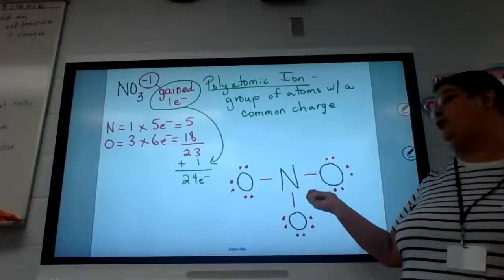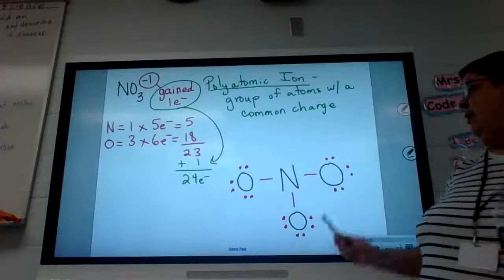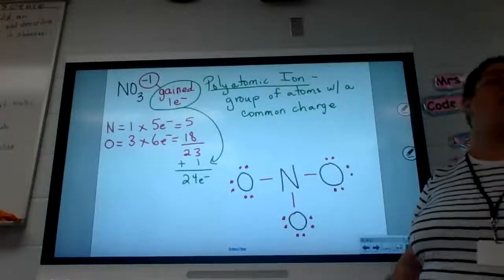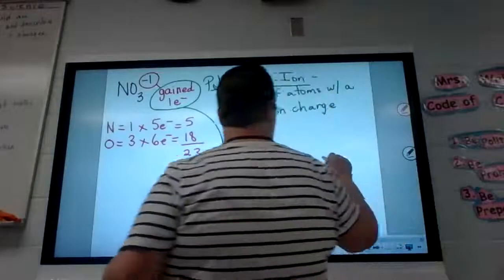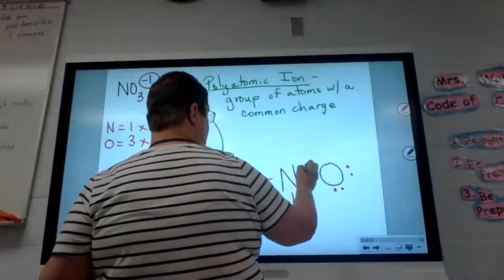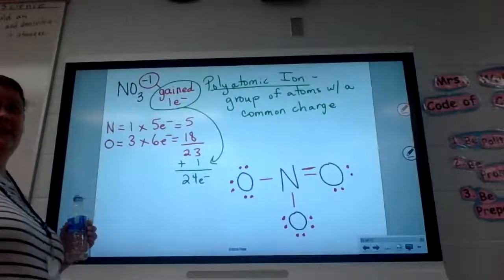So what are you going to do to help N? Erase one of the 2 dots on the O's and put a line. It doesn't matter which of the O's. Pick one. They're all the same. Okay? I'll just take this one, and I'm going to move their dots down here. Now everybody has 8.